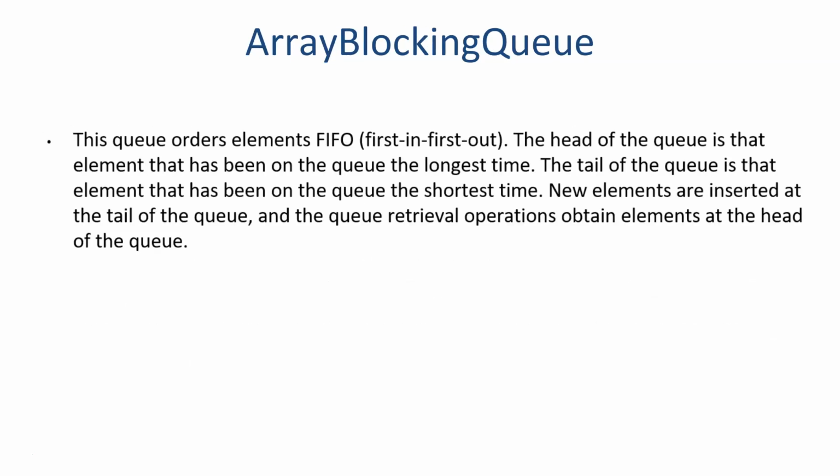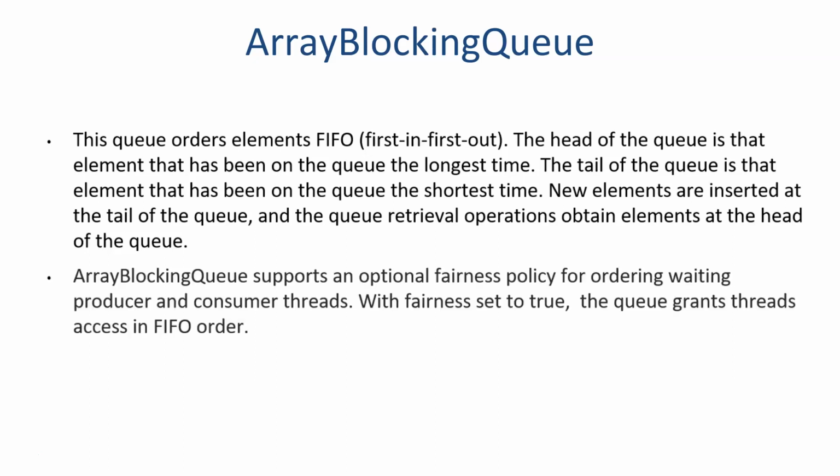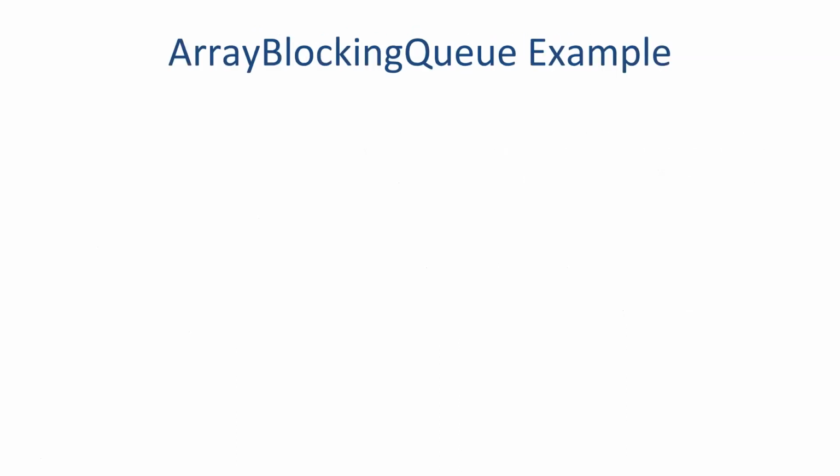This queue orders elements first in, first out. The head of the queue is the element that has been on the queue the longest time. The tail of the queue is the element that has been on the queue the shortest time. New elements are inserted at the tail of the queue, and the queue retrieval operations obtain elements at the head of the queue. ArrayBlockingQueue supports an optional fairness policy for ordering waiting producer and consumer threads. With fairness set to true, the queue grants threads access in first in, first out order.